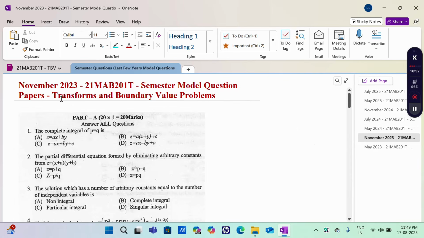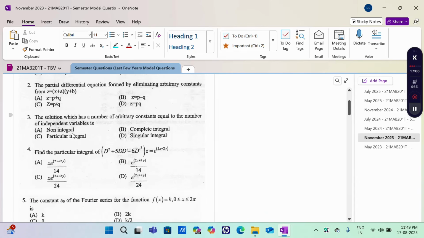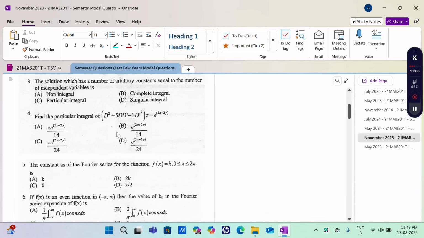And then next question paper, November 2023. The first 4 questions are unit 1, partial differential equation. Now find the standard type, and the first 2 questions are standard type, the next one is eliminating arbitrary constant, and then complete integral, related problem, and then this is a particular integral type 1.